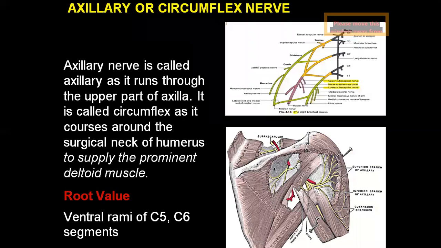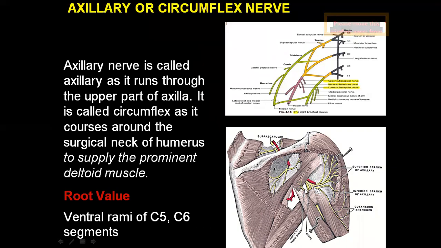Now, axillary nerve has already been dealt with when you were doing brachial plexus, but axillary nerve itself may come sometimes as an essay question and also as a short note. Axillary nerve is called axillary as it is running through the upper part of the axilla, right? So, this is the upper quadrangular space. The course of the axillary nerve is in this quadrangular space.